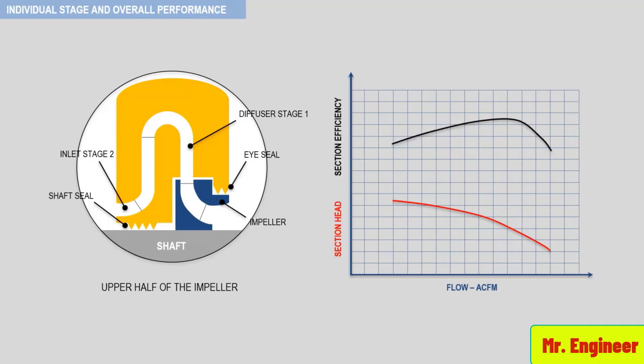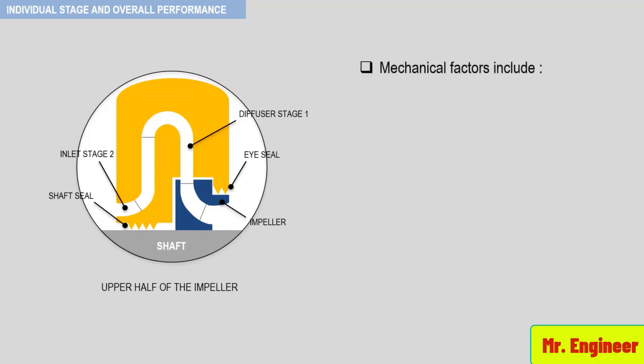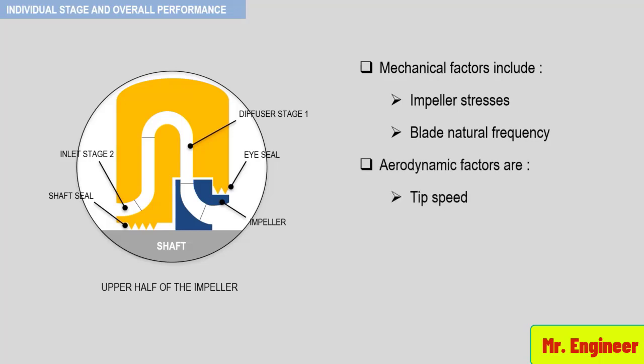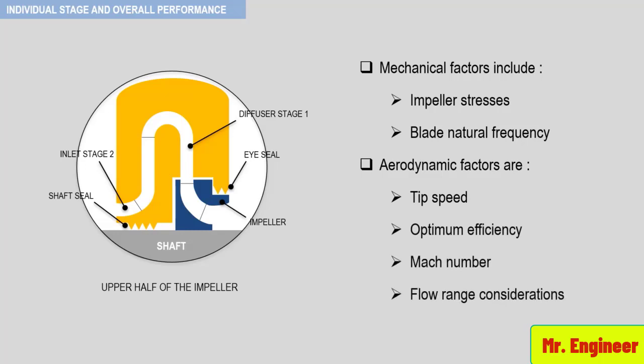The amount of impeller stage head is limited by both mechanical and aerodynamic factors. Mechanical factors include impeller stresses and blade natural frequencies. Aerodynamic factors are tip speed, optimum efficiency, Mach number, and flow range considerations. We'll see this in detail further ahead.